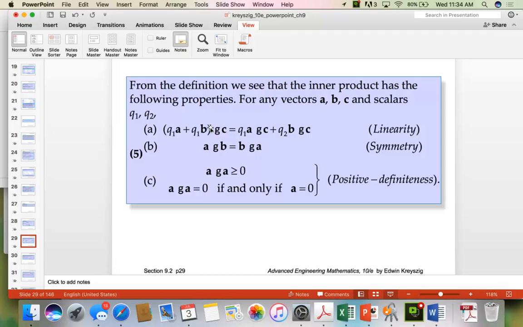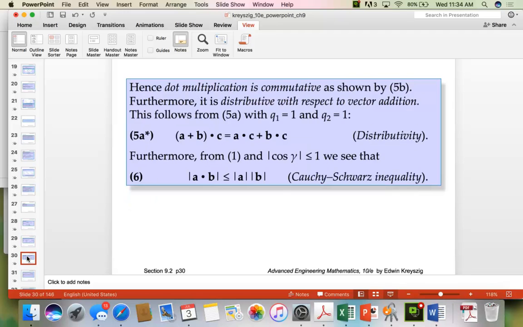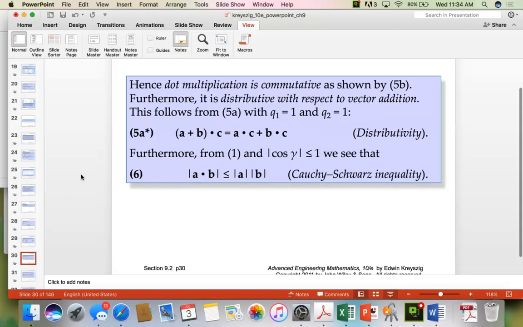So from the definition, you can see that the inner product has the following properties, and this is just the property of linearity, the property of symmetry. So A dot B is equal to B dot A, and A dot A has to be greater than or equal to 0 unless A is 0. So once again, this should all be reviewed. We obey the distributive property that A plus B in parentheses dotted with C is equal to A dot C plus B dot C. And because the cosine of gamma is less than or equal to 1, then basically the magnitude of A dot B has got to be less than the magnitude of A times the magnitude of B.